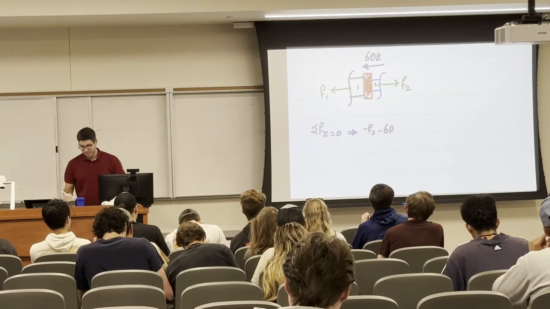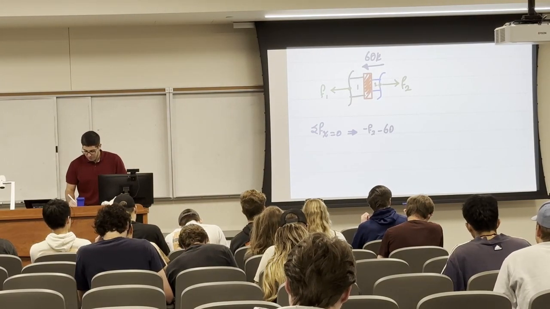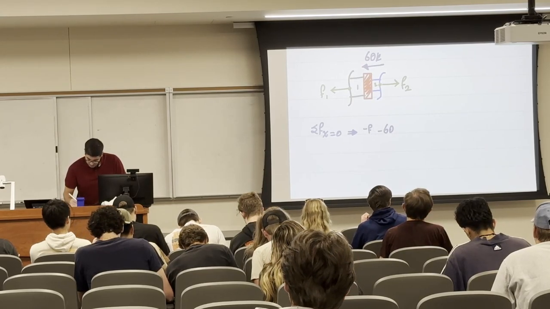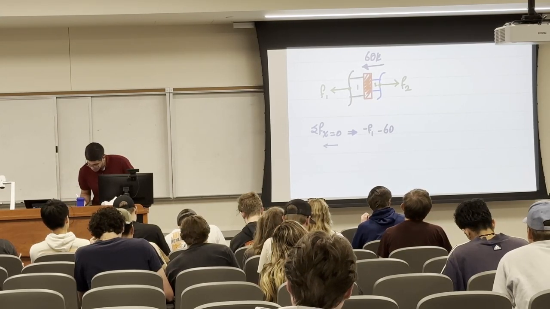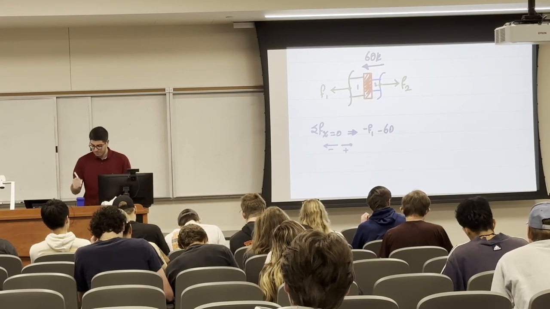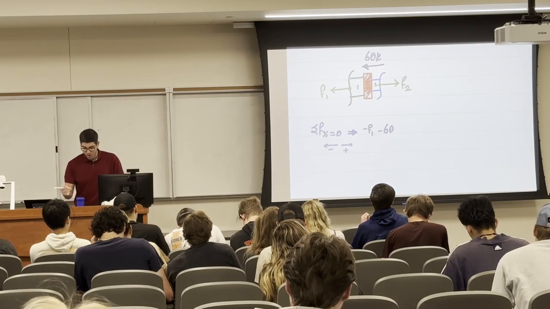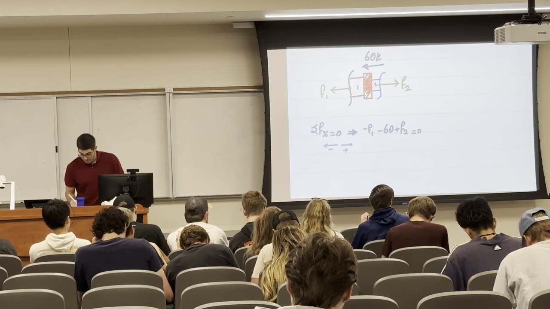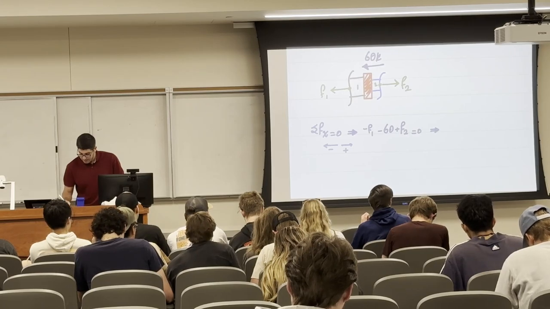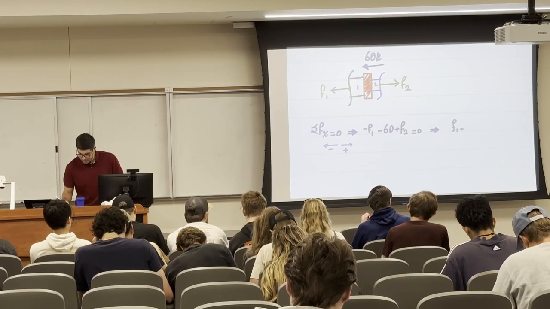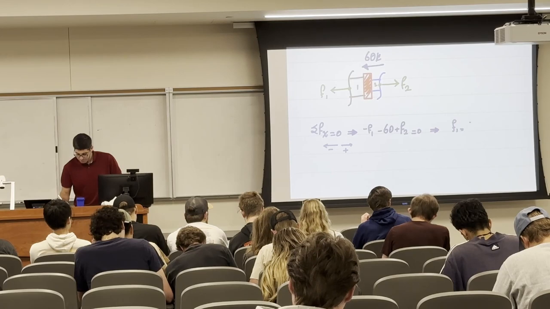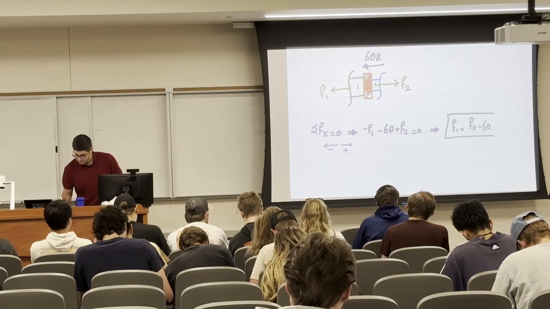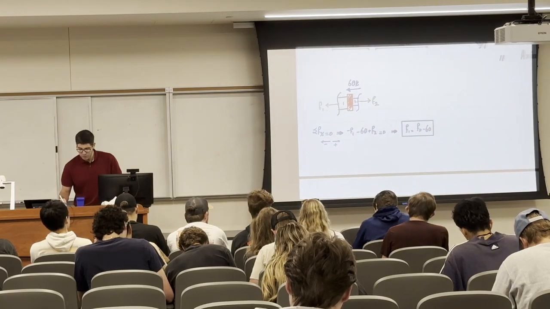Anyone can assume the opposite. So minus f1, it's not f2. And the direction I'm using here, anything going this way is negative, anything going the right way is positive. Minus f1 minus 60 plus f2 is equal to 0. So I'm going to find that f1 is equal to f2 minus 60. Okay? So that's one equation.